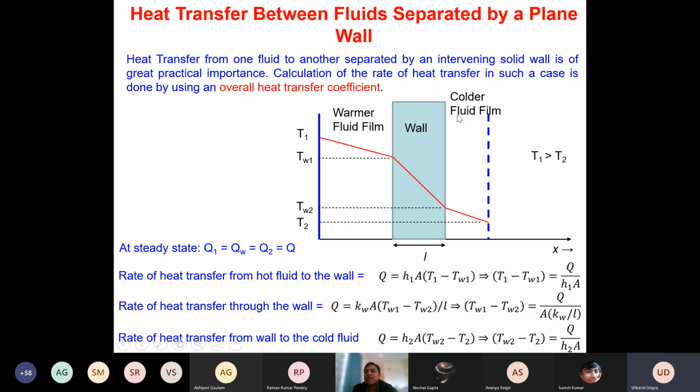Now one more thing you have to note down here: in both the warmer fluid as well as in the colder fluid, we have assumed a film. See here, we have assumed a film. This is the warmer fluid film, this is the colder fluid film. So there could be a bulk beyond this or here, isn't it? But as we are saying, whenever convection is taking place, most of the resistance will be present only in the thin film which is near the solid wall, isn't it? So that's why we are looking at this warmer fluid film and colder fluid film here. Is it clear to everyone?